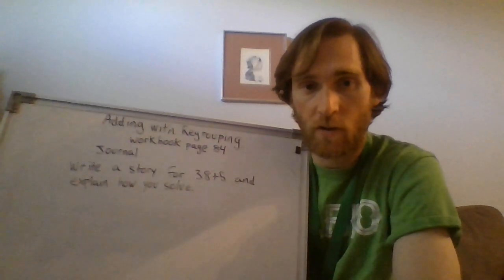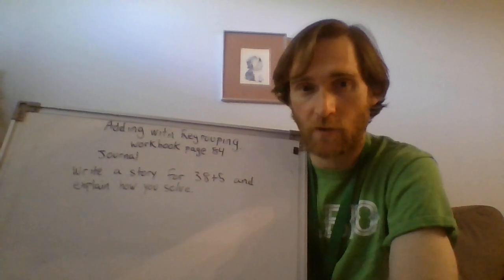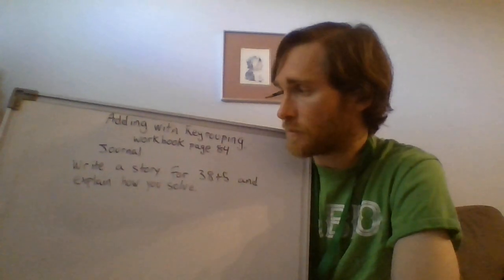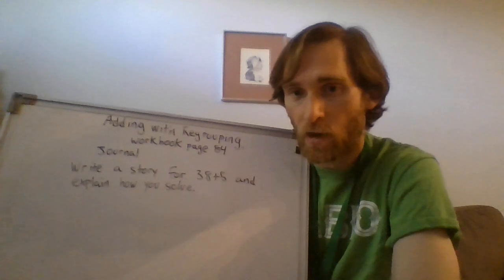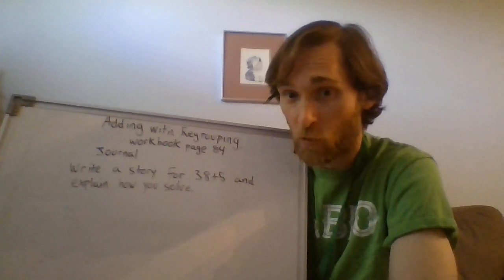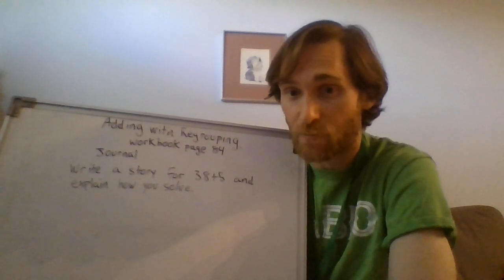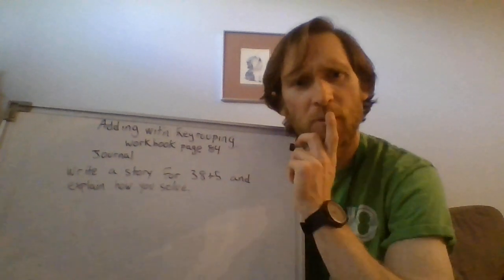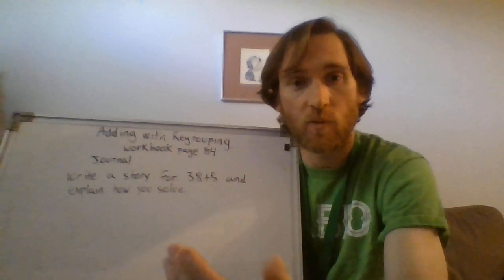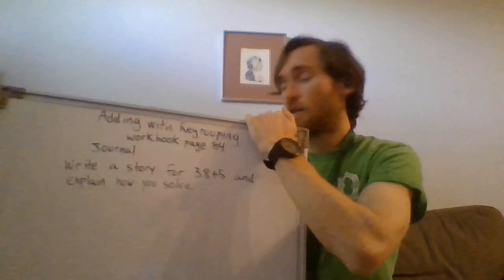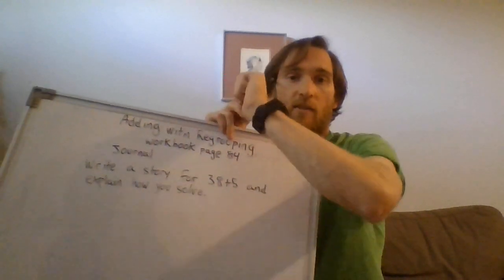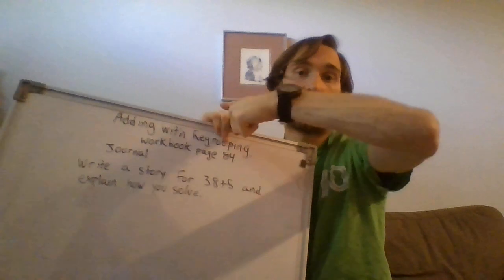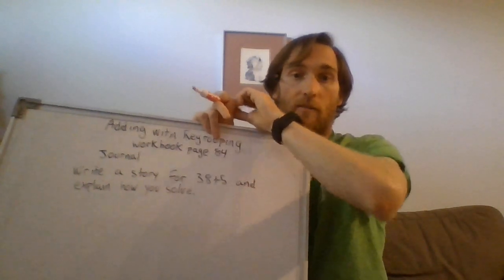Mr. McMahon is going to want my friends to try and do a journal entry. A journal entry for today is write a story for 38 plus 5 and explain how you solve. Mr. McMahon, what does that mean, write a story? Well, this is where we're going to have to become authors. So this is what Mr. McMahon's going to do for 38 plus 5.